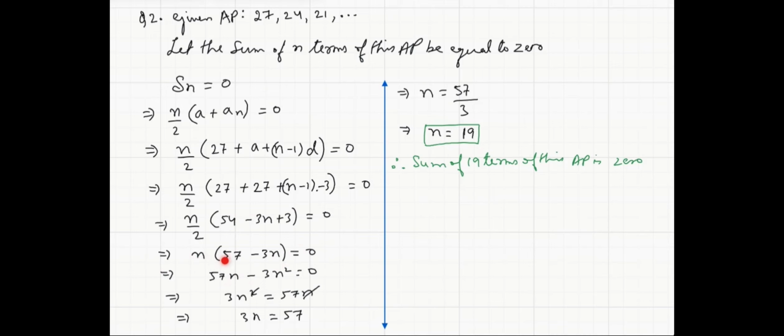Then we have n times 57 minus 3n equal to 0, or 57n minus 3n square equal to 0. Transferring the minus 3n square to the right hand side, we have 3n square equal to 57n. We can cancel one n, and we have n is equal to 57 by 3. N equal to 57 by 3 means n equal to 19. That means we have to take 19 terms of this AP, the first 19 terms of this AP whose sum will be equal to 0.